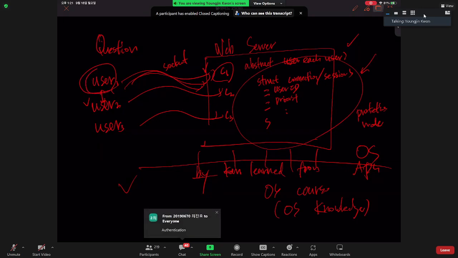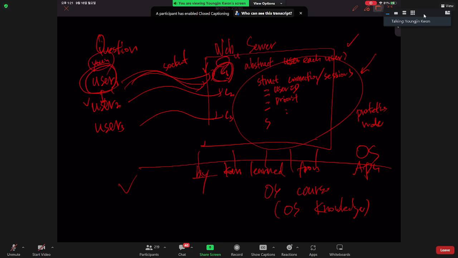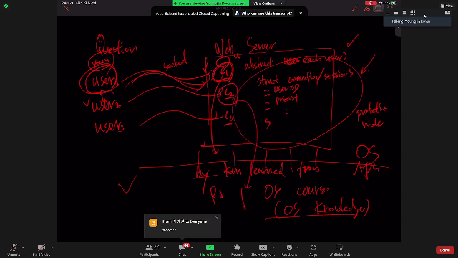Authentication is just binding a user and a connection. So let's say this is Youngjin, and this connection represents Youngjin. That's authentication, a different concept. After each connection is authenticated, I want each connection to be protected. How to do that? How to isolate it using OS knowledge? Process. Map each connection to process 1, map each connection to process 2, map each connection to process 3. That's what you would do.